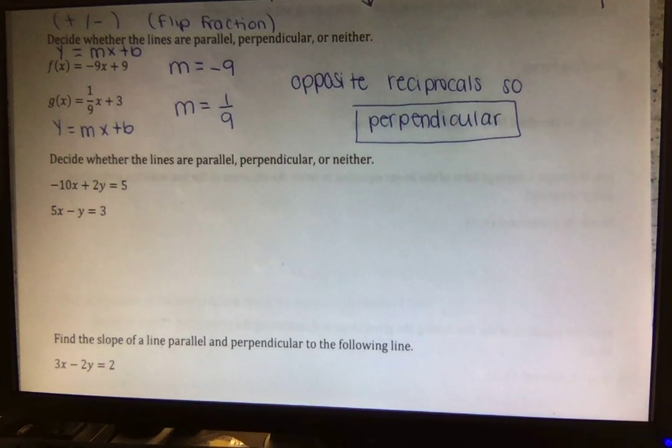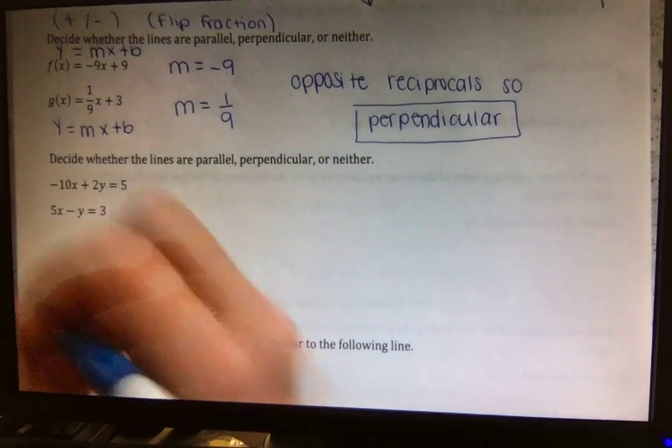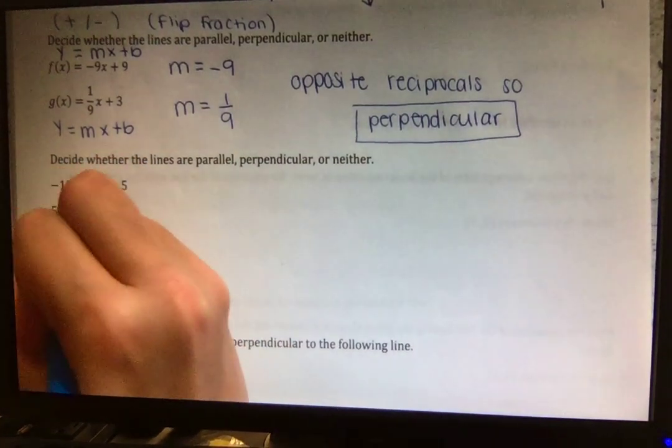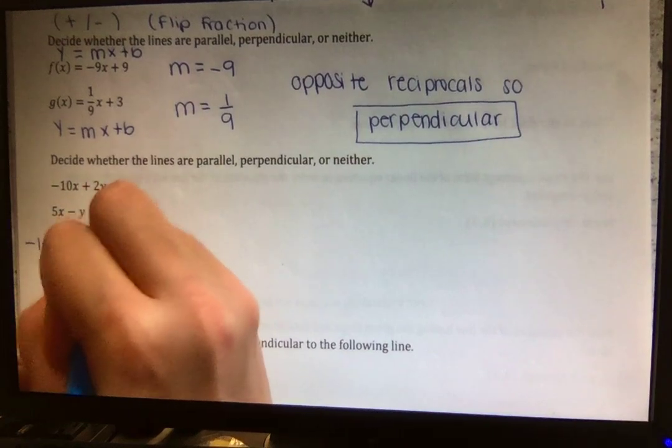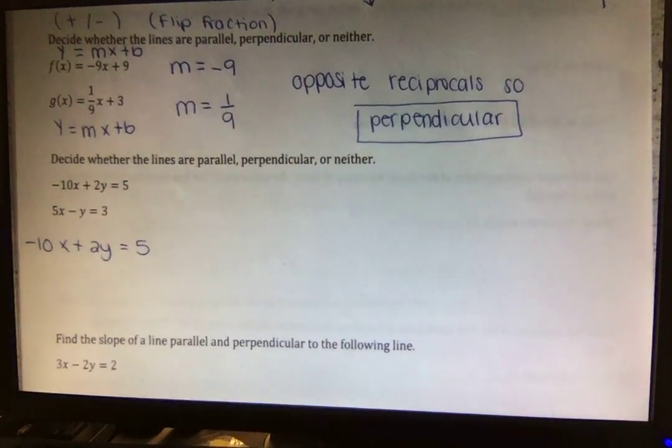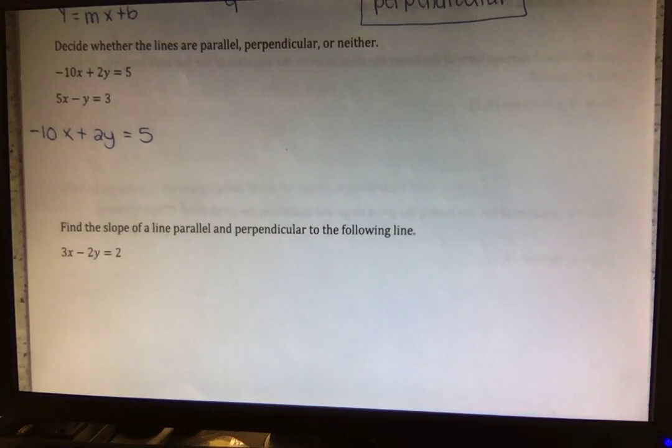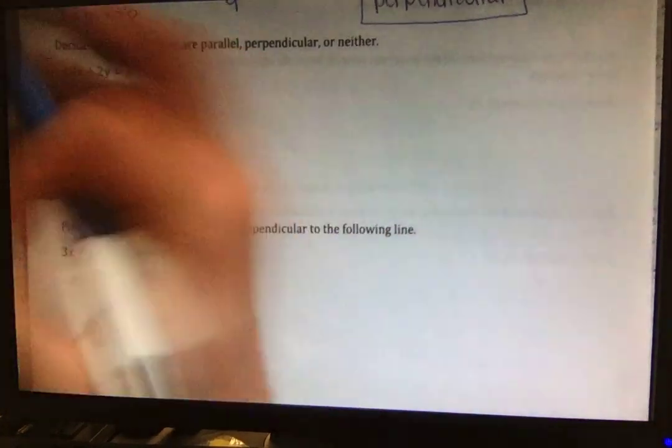Next one, decide whether they're parallel, perpendicular, or neither. I have negative 10x plus 2y equals 5. Is this in slope-intercept form for me? No, so first I have to put it in slope-intercept form, y equals mx plus b. How do I do that? Add 10x to both sides.